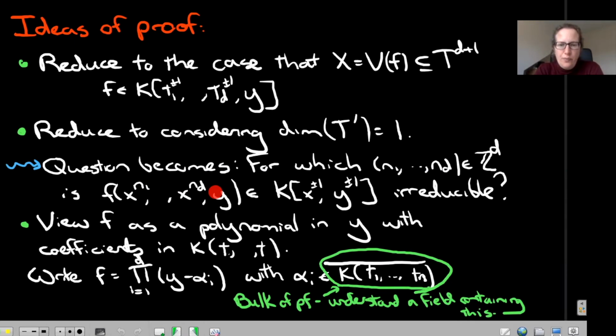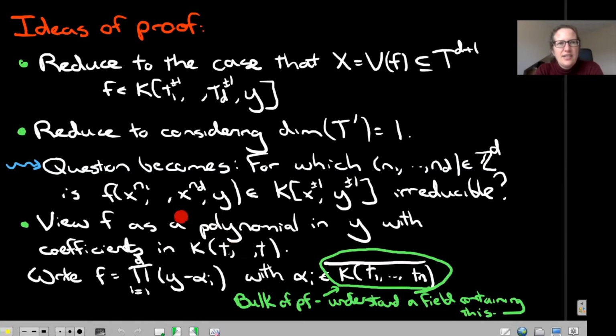Because that's the same as asking whether the preimage of the subtorus t to the n1 up to t to the nd is irreducible. So we now have this question. It's a question just about hypersurfaces, and we're going to specialize d of the variables to one variable.